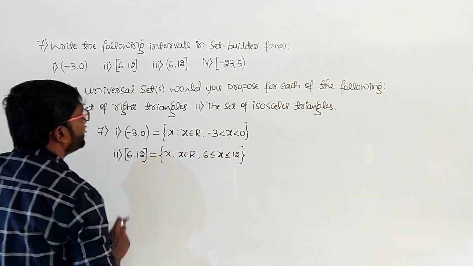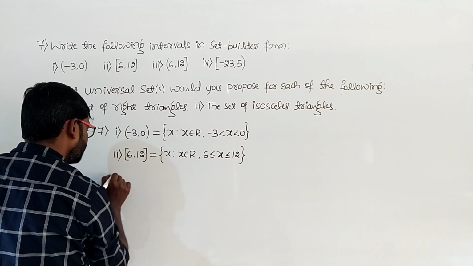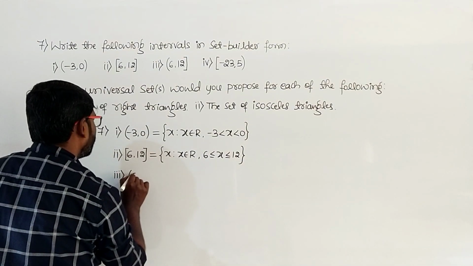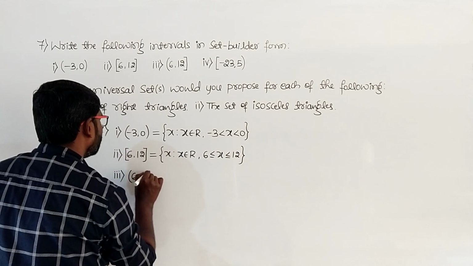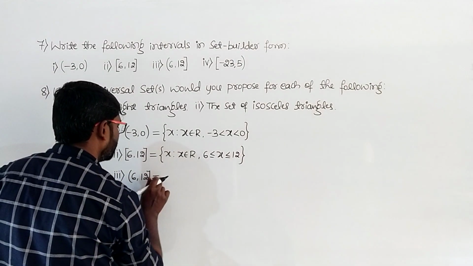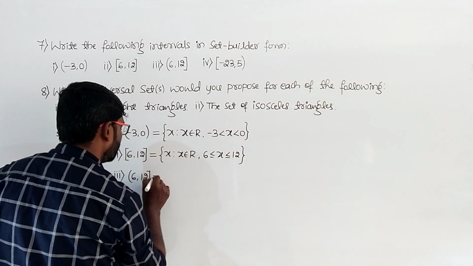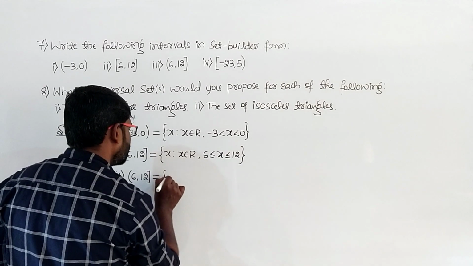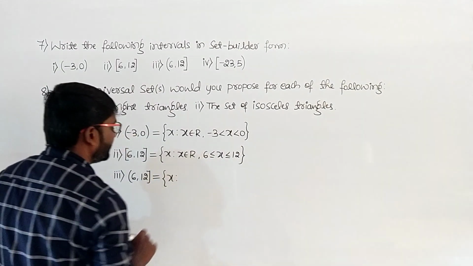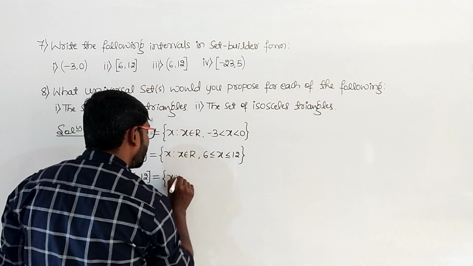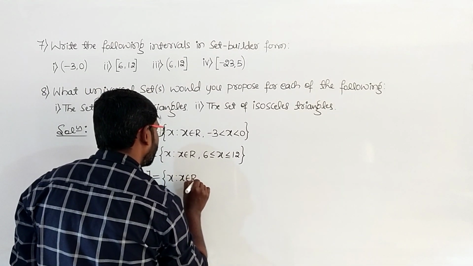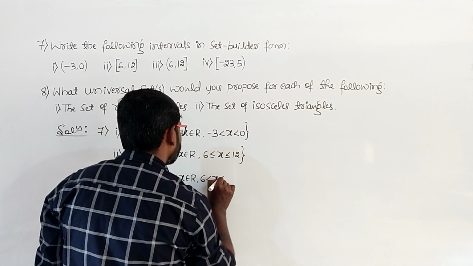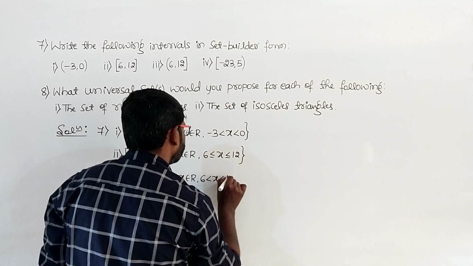Then the next one is semi-open, semi-closed. Open interval 6 comma closed interval 12, which is equal to the set of x such that x belongs to R and 6 is less than x, less than or equal to 12.